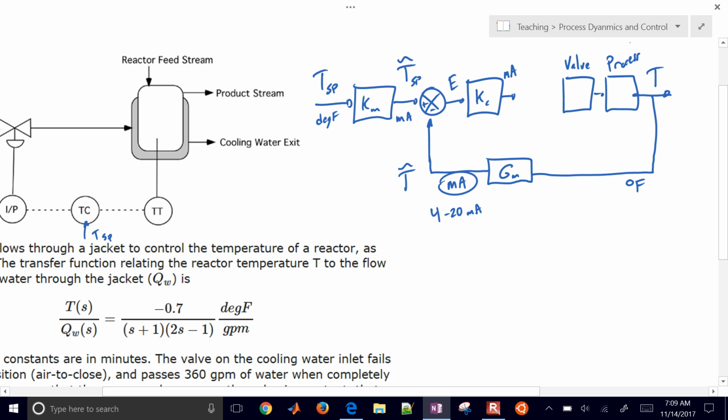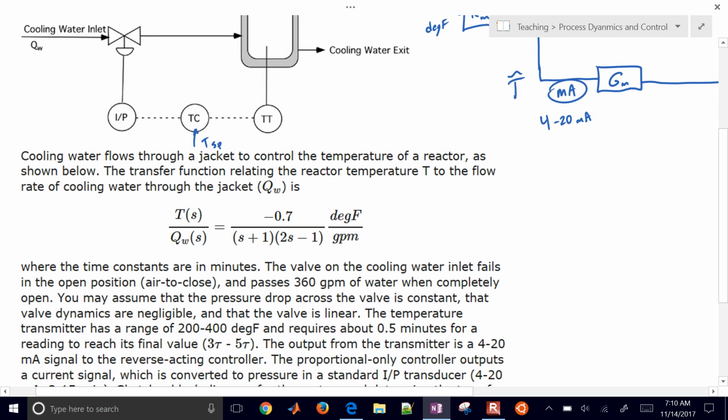Okay, and in order to get it to the valve, that needs a PSIG signal, a pressure signal to move that valve, I need to have a KIP. So that converts my current into a pressure, and then I'll have a valve transfer function and then my process transfer function. So I need all of these individual pieces in order to be able to do the stability analysis. Let's see if we can get these individual pieces from the problem statement.